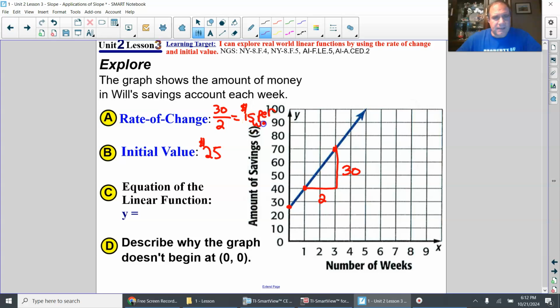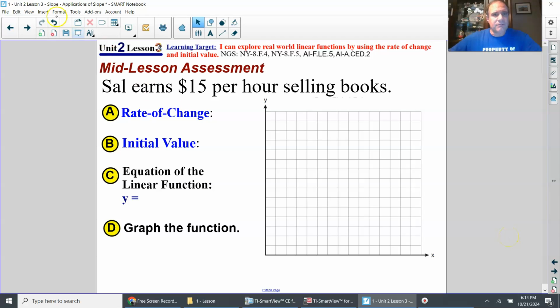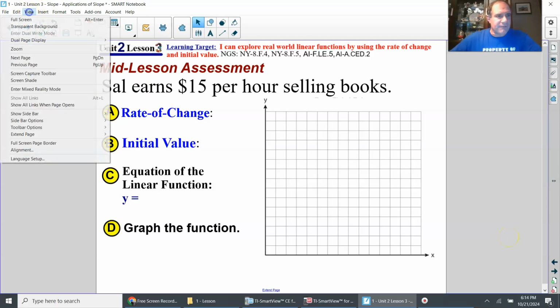And you could see it right here. I'm just using the words that are on the graph. So we have $15 per week. Y equals 15x plus 25, where 25 is the initial value. Describe why the graph does not begin at 0, 0. It's just because Will had $25 in the savings account to begin. I think I said 15, but Will had $25 in his savings account initially, and that's why it does not begin with 0, 0. If it did begin with 0, 0, obviously he would have nothing in the account at 0 weeks.